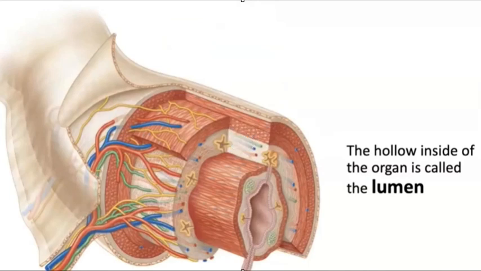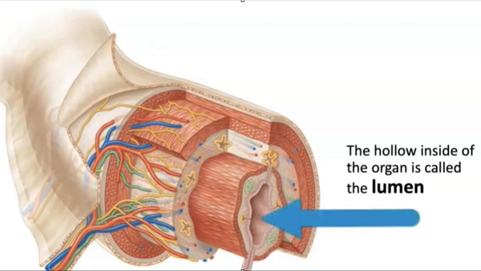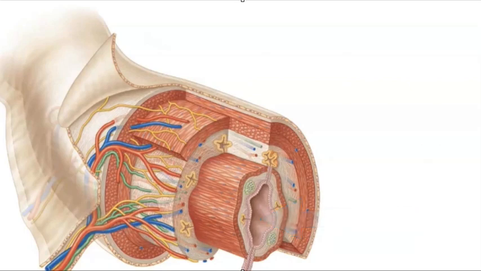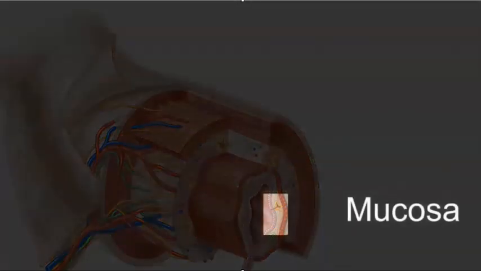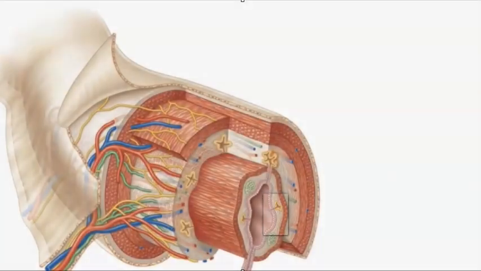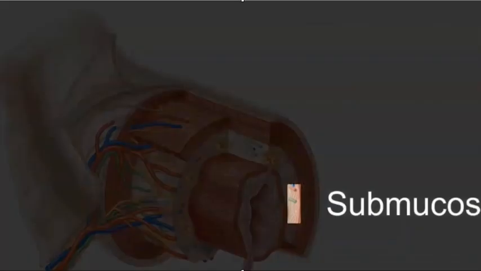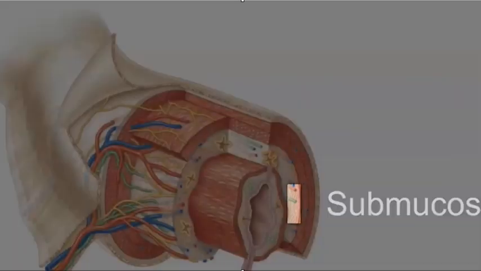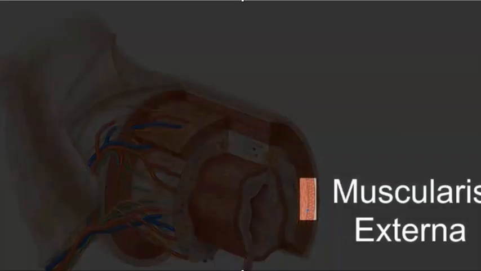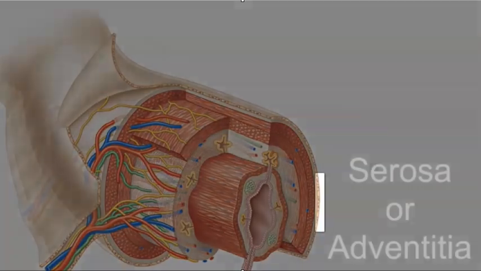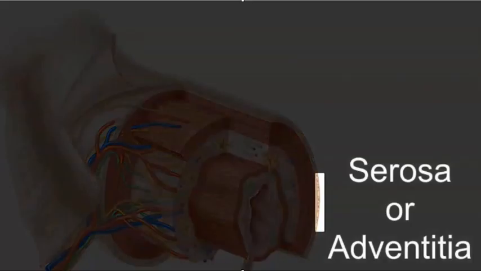Okay, so have a look at this. This is basically showing you the general plan of the GIT. The hollow inside of the organ is the lumen. The entire gastrointestinal tract is hollow, it has a lumen. The innermost layer, like I mentioned before, is the mucosa. After the mucosa we have the submucosa, after which we have the muscularis externa, and finally we have the serosa or the adventitia.